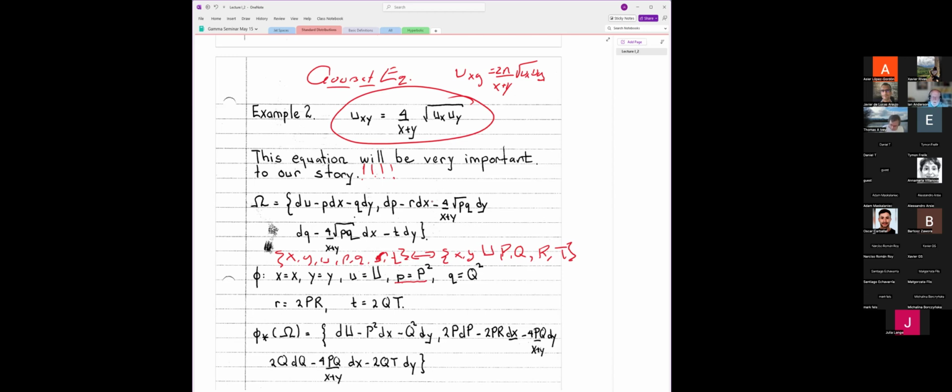Then I'm going to pull back this set of formulas by this diffeomorphism and write my differential system this way: d capital U minus P squared dx minus Q squared dy. And I get this differential system. I can actually cancel off a P on all these terms, and I can actually cancel off a Q in all these terms. And I get a differential system which is, of course, geometrically equivalent to the one I started with, but which is computationally easier for us to work with. Okay.